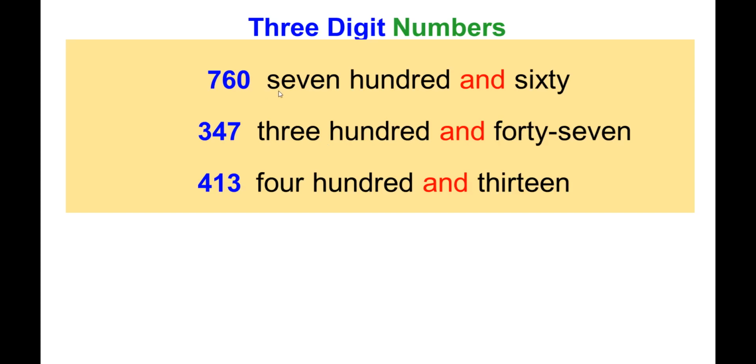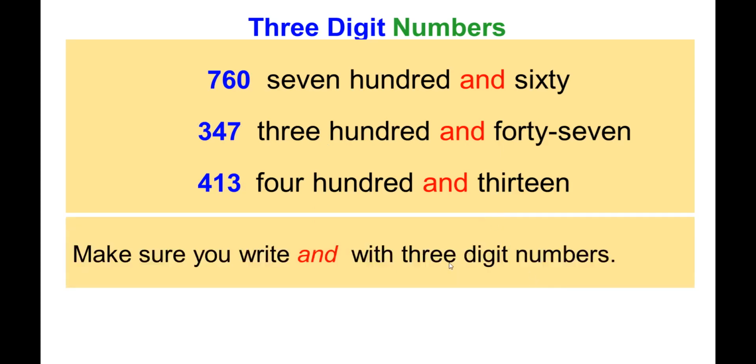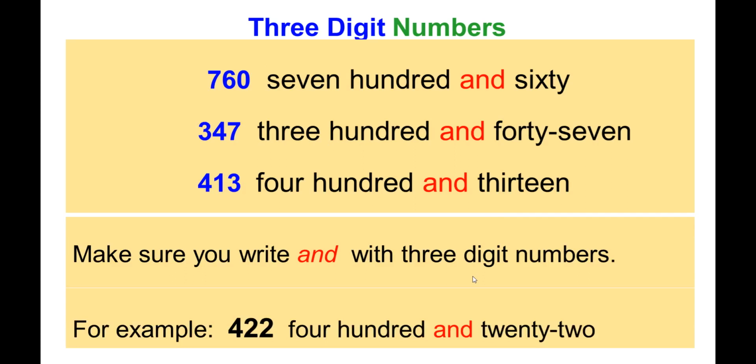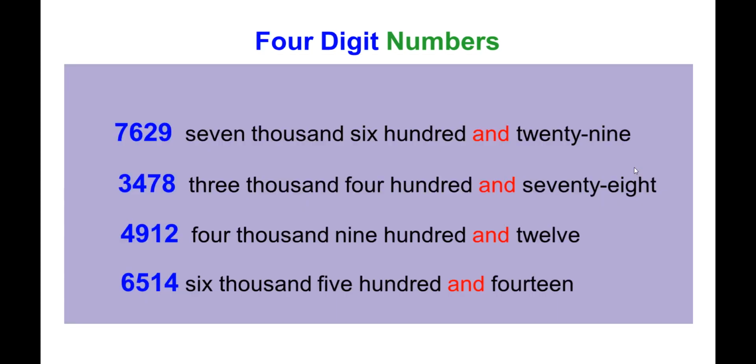Three-digit numbers, for example, 760, 347, 413. Make sure you write "and" with three-digit numbers. For example, 422. We have four-digit numbers: 7,629, 3,478, 4,912. And here's another example for you: 6,514. These are all four-digit numbers, and this is how you write them out.